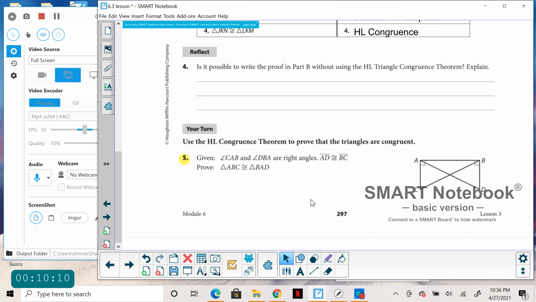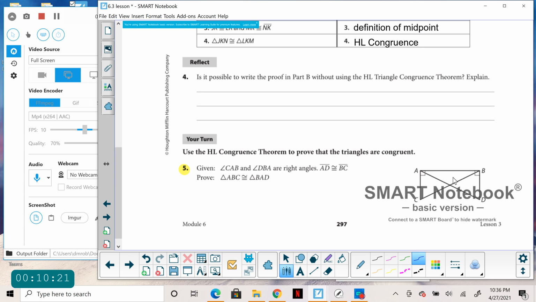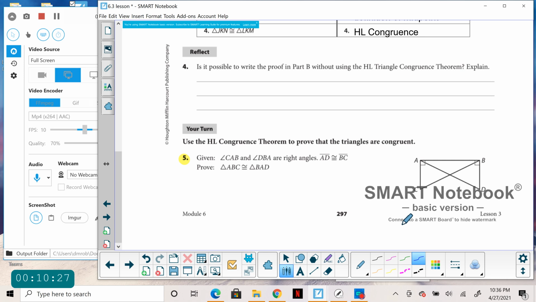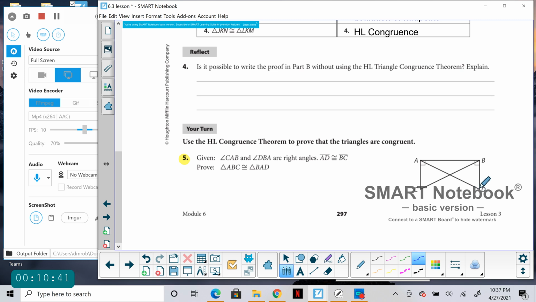So now in number 5, we have these triangles here. Angles CAB and DBA are right angles, and AD is congruent to BC. So we're looking at the big triangles, ABC congruent to BAD.